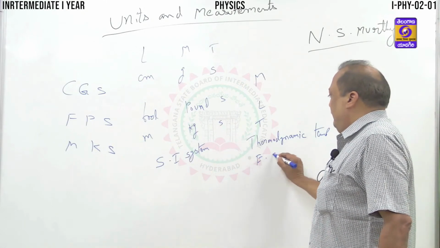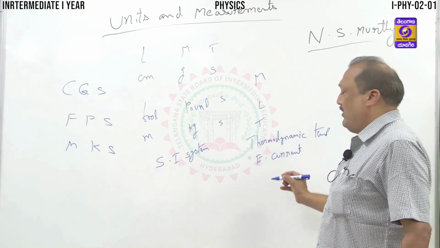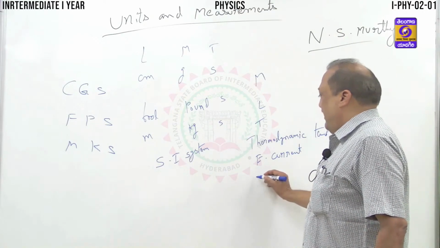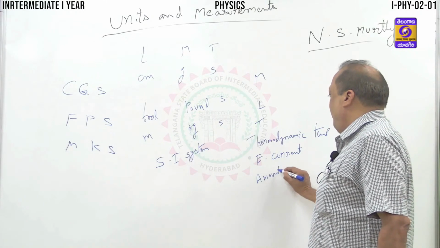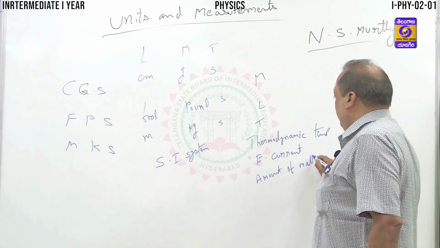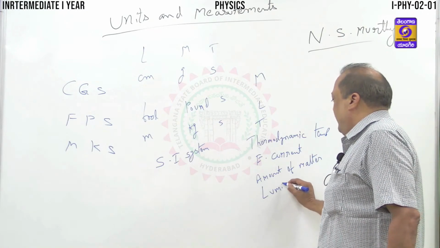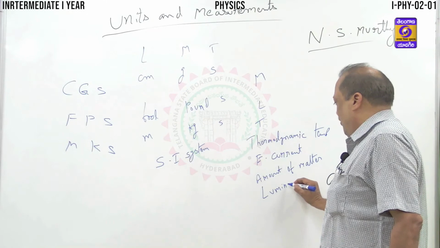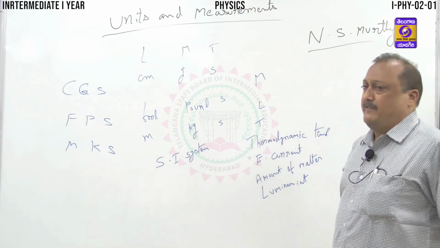Electric current is also taken as a fundamental physical quantity. Quantity of matter, or amount of matter. Luminous intensity, that is intensity of light. These 7 are fundamental physical quantities.